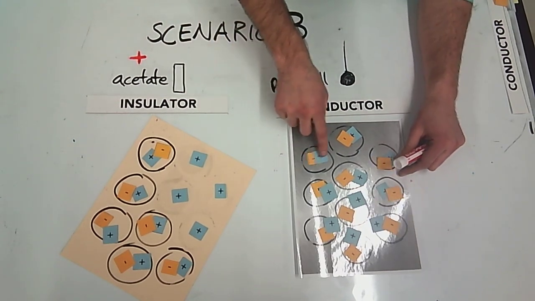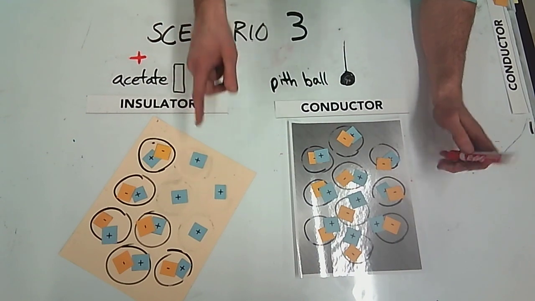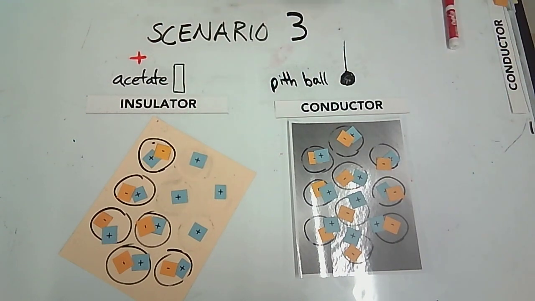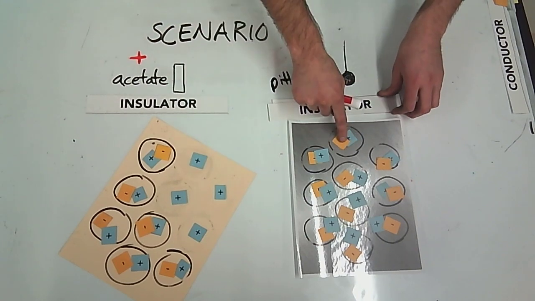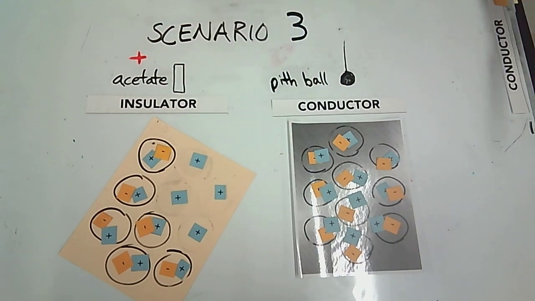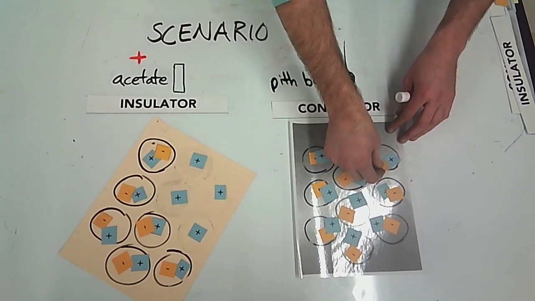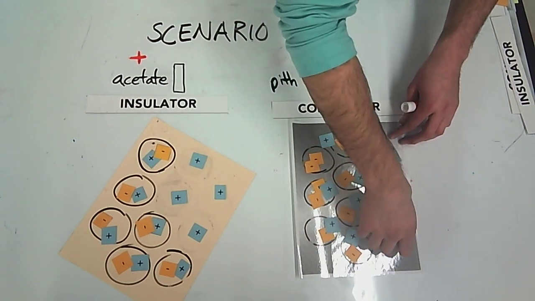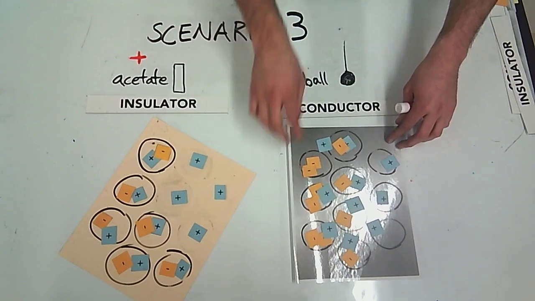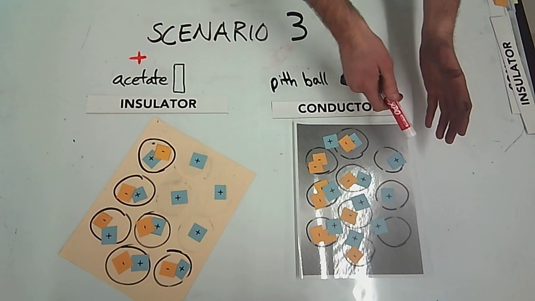So now my acetate strip is being brought over towards the pith ball, and what ends up happening is the electrons here are attracted to this positive end of the acetate strip, right? Negatives and positives attract. And if this was an insulator, let me grab my insulator piece. If this was an insulator, these electrons would be attracted to this side, but they couldn't move, right? Because electrons can't move well in an insulator, but it's a conductor. So these electrons are attracted to this part of the acetate strip, and they'll start moving over towards this side. They're trying to get as close as they possibly can to this positive side of the acetate strip.